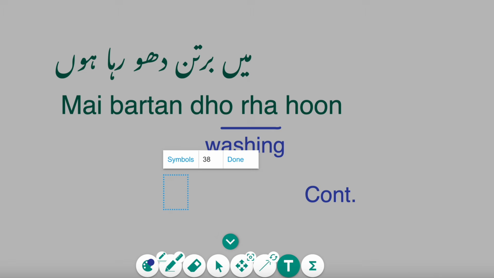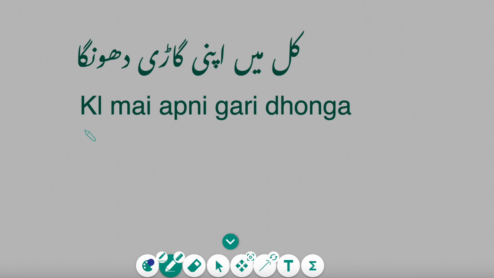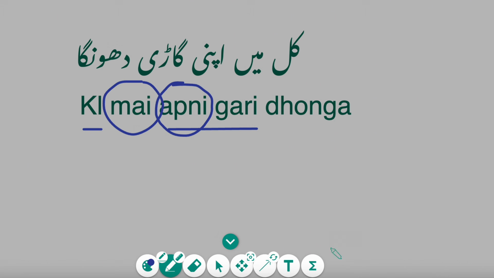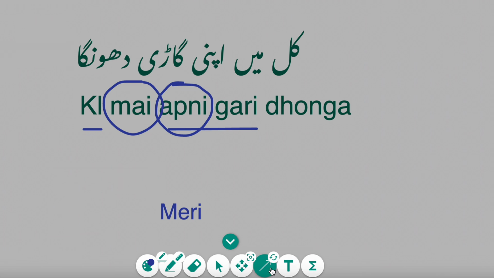कल मैं अपनी गाड़ी धोऊंगा. Kal means tomorrow. Apni means my. Again, I and my together in this sentence. So, meri changes into apni. Apni gaadi, my car, dhoonga, will wash.